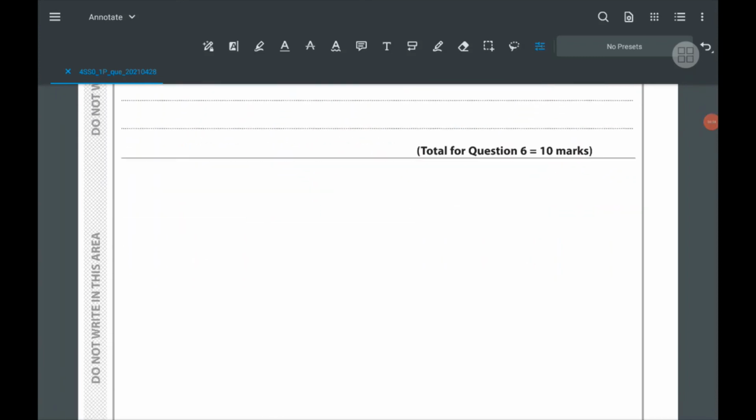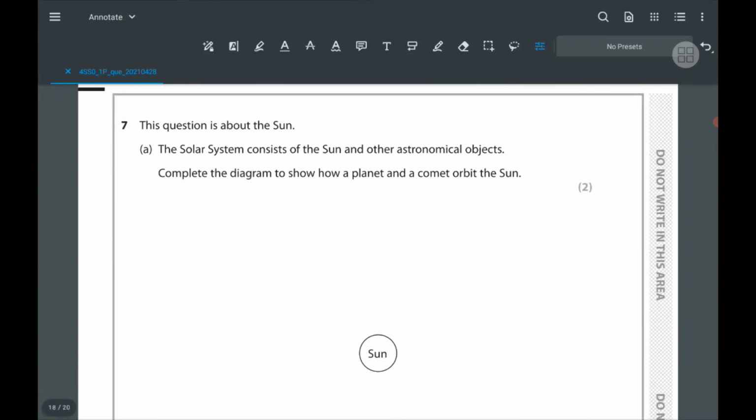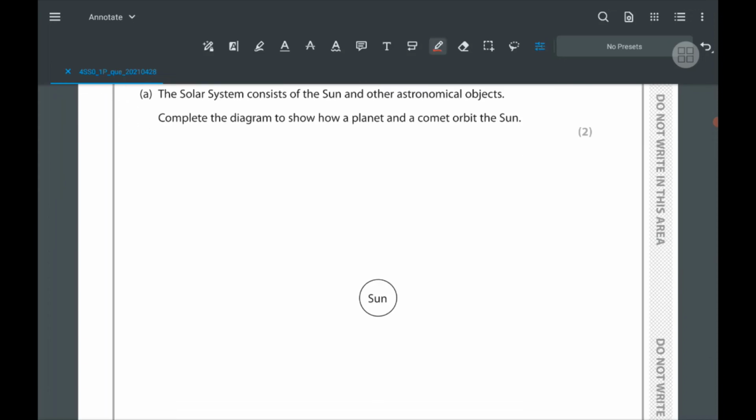Let's look at the next question. The question is about the sun. The solar system consists of the sun and other astronomical objects. Complete the diagram to show how a planet and a comet orbit the sun. We know a planet's orbit is circular around the sun. Draw like that. It's not perfect. Try again. Okay, but it should be something circular like that. And also the planet will be here. So I'll mark this as the planet.